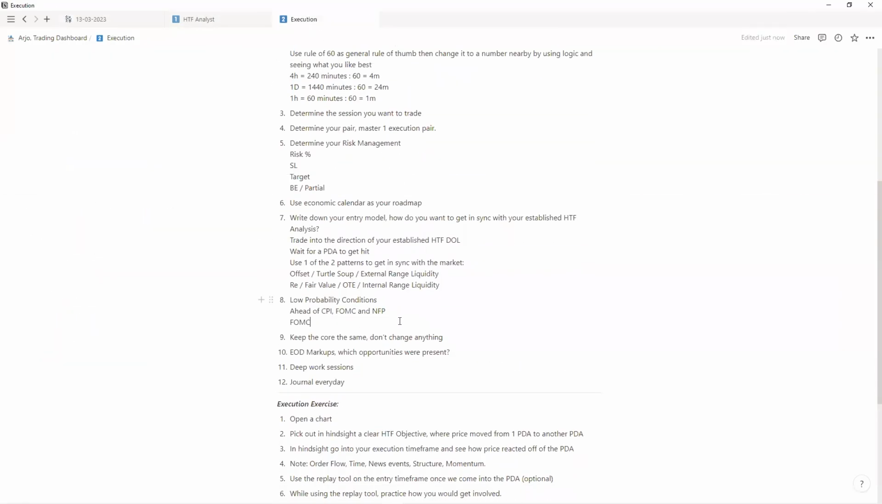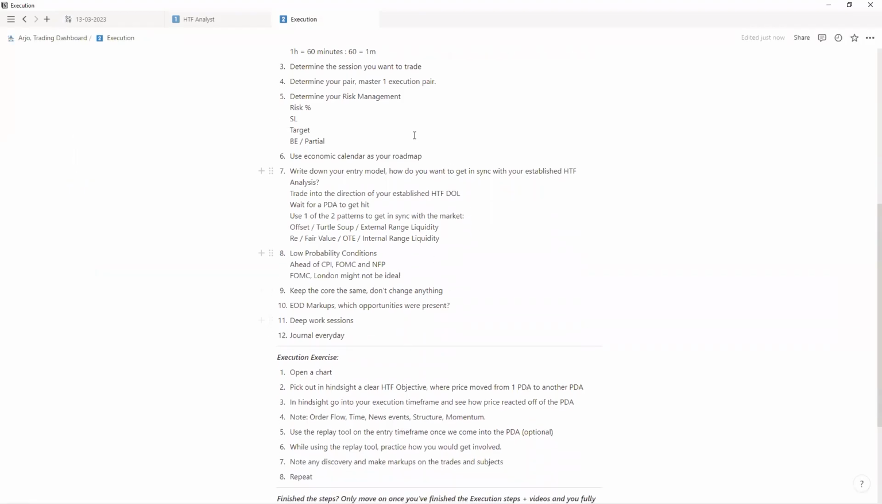For me, if FOMC is a big whipsaw, because we're moving from expansion to consolidation, if there's a big expansion overnight or something, then London might not be ideal. So after FOMC, London might not be ideal. That's one for me. Then the next thing, once you know all this, it's very, very important.